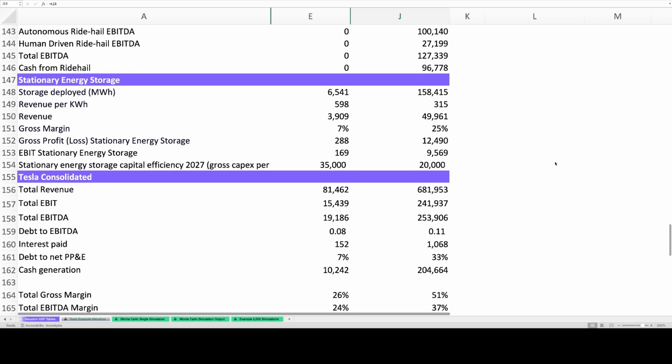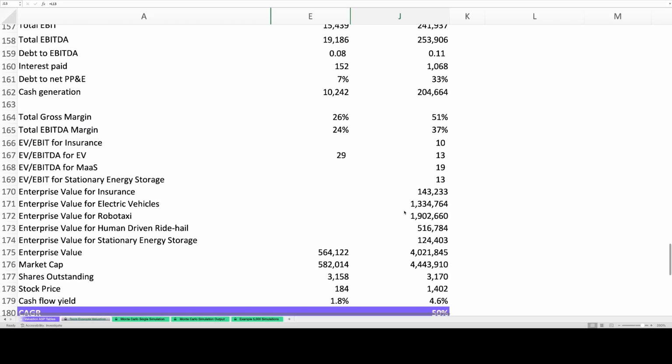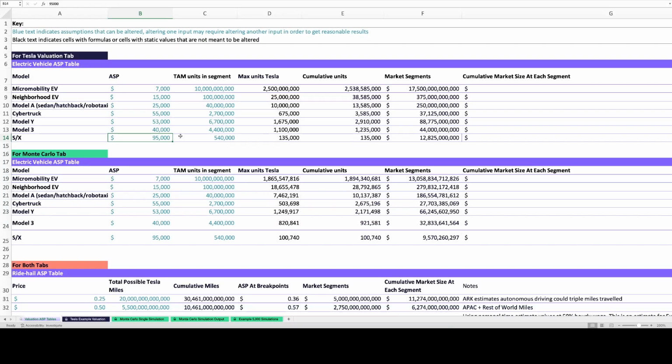And obviously, robo-taxi has a huge impact on Tesla valuation. Huge. So those are some of the key assumptions. Again, you want to nerd it out, feel free. Let's get to the juicy stuff. So let's run through these very important assumptions.